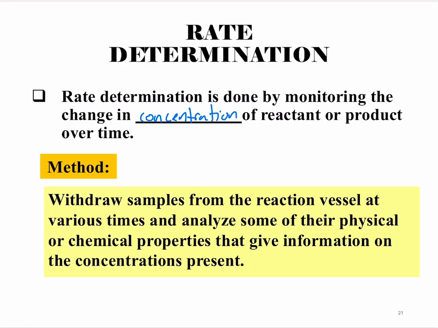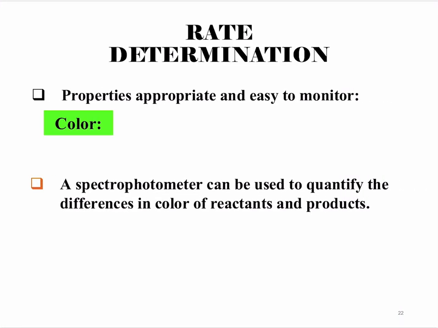Like I said, you're withdrawing at various times and looking at physical or chemical properties. Some things are easy to measure and other things are hard, and we'll talk a little bit about what some of those are. One of the properties that is easy to observe, and you don't even have to do it quantitatively, is the color. Color is one of the things that generally changes as reactions happen, with different reactants and products. So as the color changes, usually that implies that the concentration is changing.